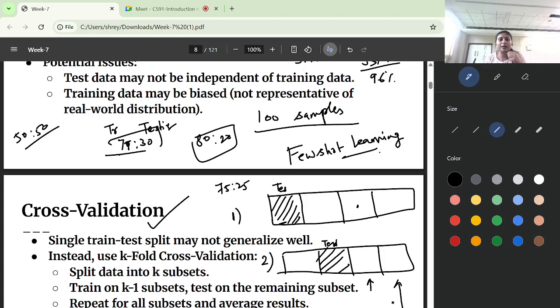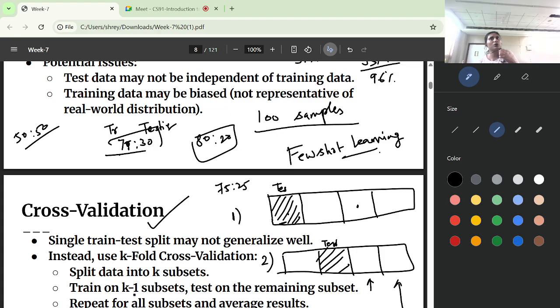This type of train test split is called cross validation. We are validating it multiple times. We take the first split as testing, then the second split, the third split, the fourth split. If you are dividing your data into k splits, we train on k minus 1 subsets and test on the remaining subset, and that remaining one changes every time. This is how this strategy works, and we call it cross validation.